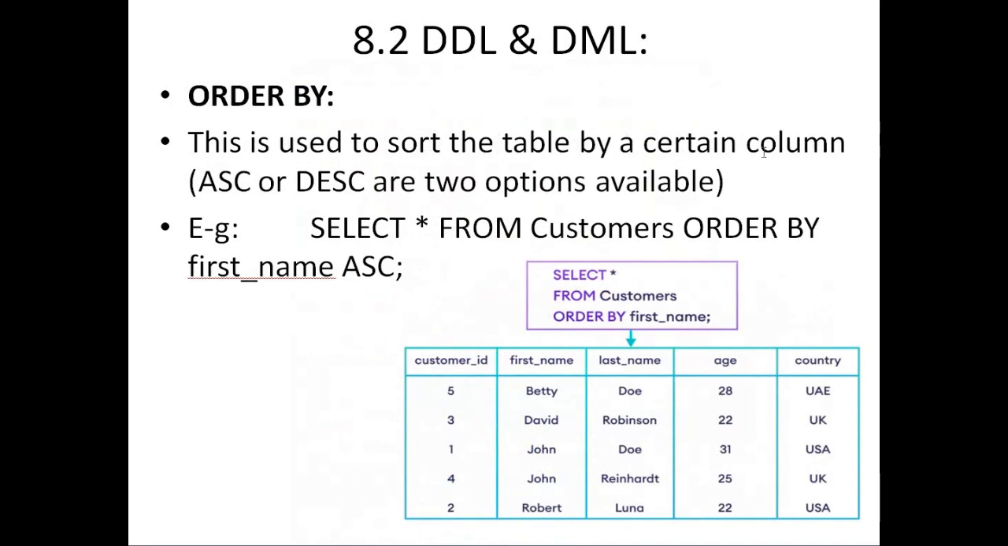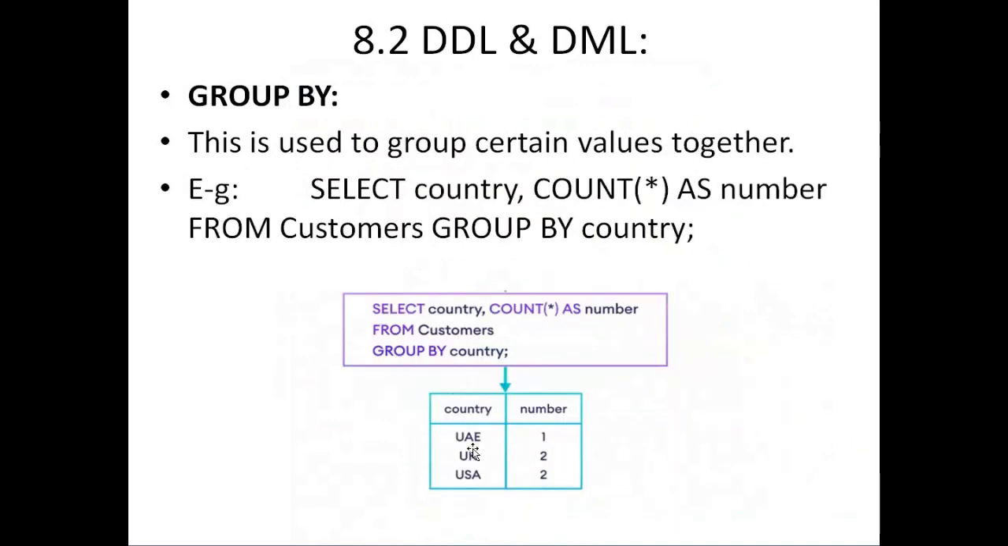So what it is going to do is tell you how many customers belong to each country. To UAE, there's just one, UK 2, USA 2. We usually use count(*) over here so that it can tell us how many customers were there from, or how many people were present in each group.